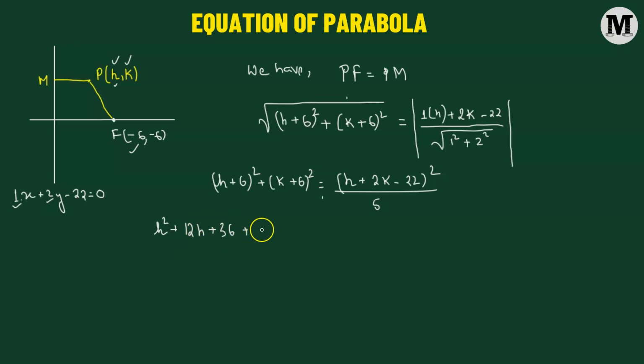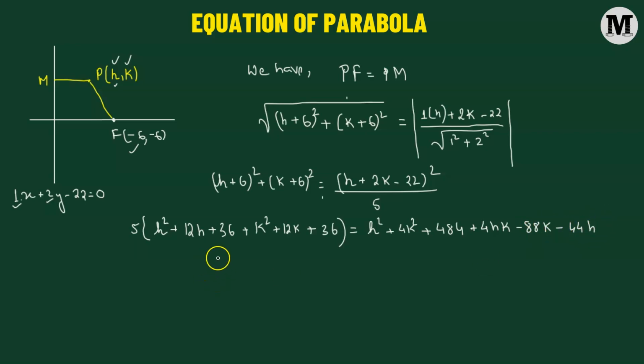Okay, now we're going to expand h plus 6 whole squared to get h squared plus 12h plus 36. This will be added to the expansion of k plus 6 whole squared, which gives k squared plus 12k plus 36. This will be equal to, so here we have 5, so we can cross multiply the 5 with the expression on the left hand side. And on the right hand side, we have to expand h plus 2k minus 22 squared. We can use the formula for a plus b plus c whole squared. That should give us h squared plus 4k squared plus 22 squared, that will be 484. Then we have positive 4 times hk. Then we have negative 88 times k, and we have negative 44 times h.